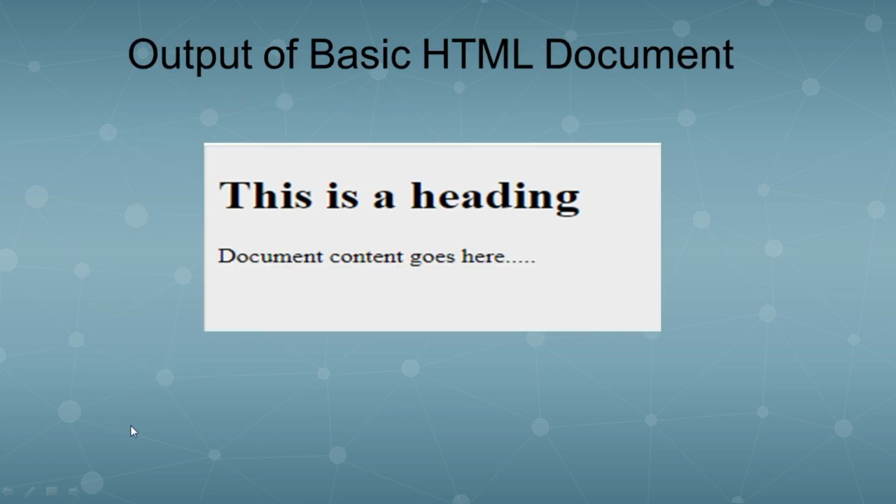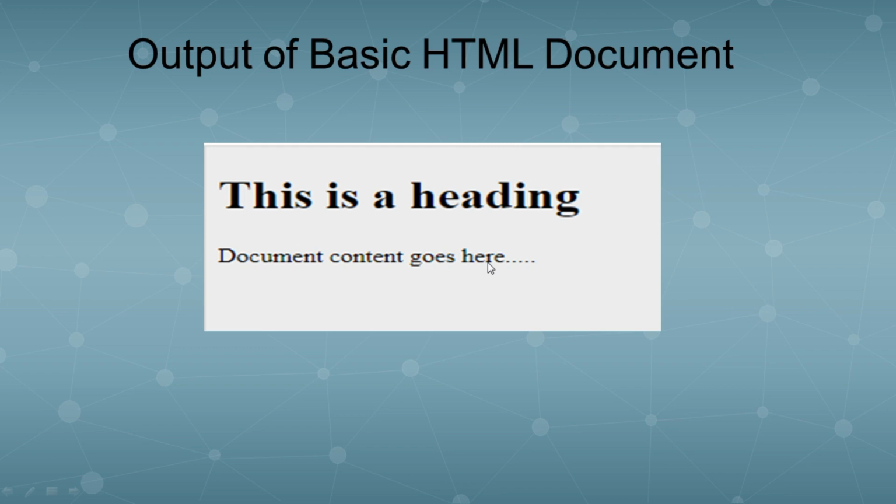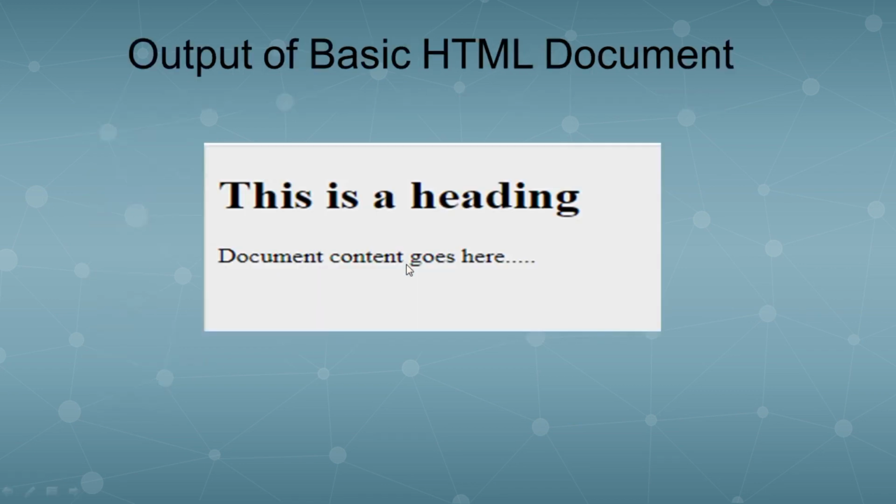Now if we run the output, I say if we access this particular code in a browser, the output will look like this. This is a heading, document content goes here. The heading tag specifies bold, thick and bigger font content, which is termed as a heading. Then the paragraph tag, you can see p open and p close, is termed as the paragraph tag, and this paragraph tag specifies that the paragraph content will go here.